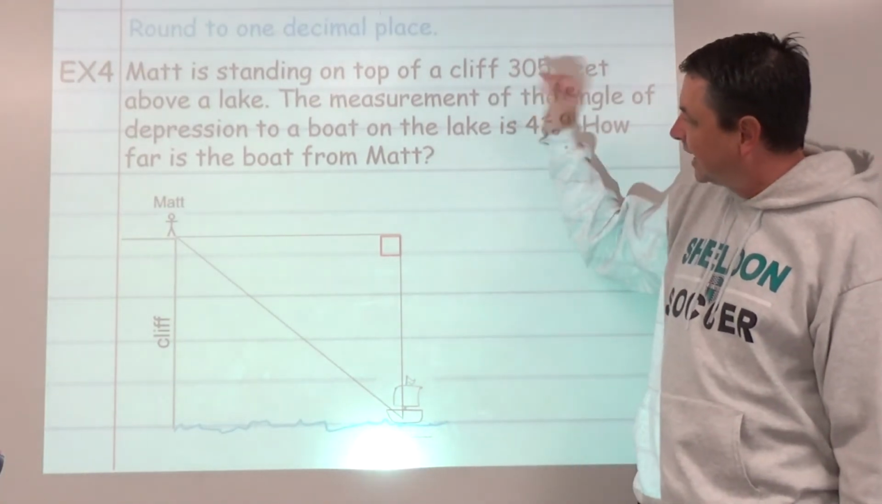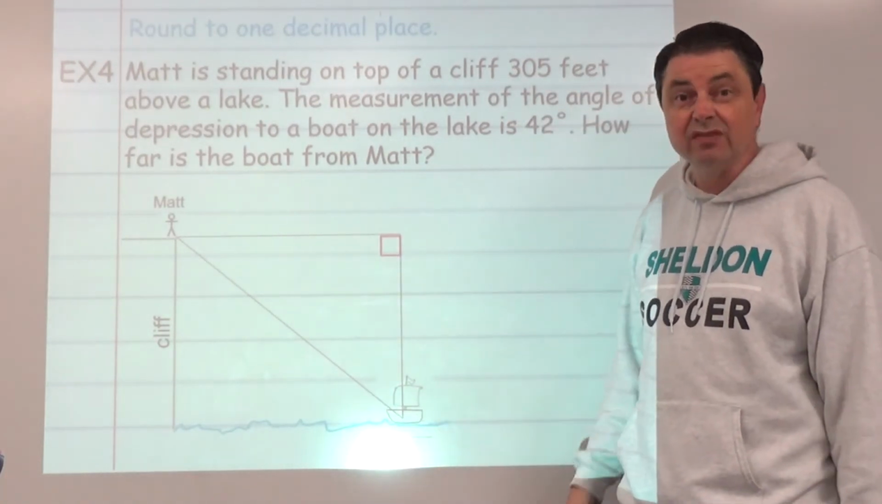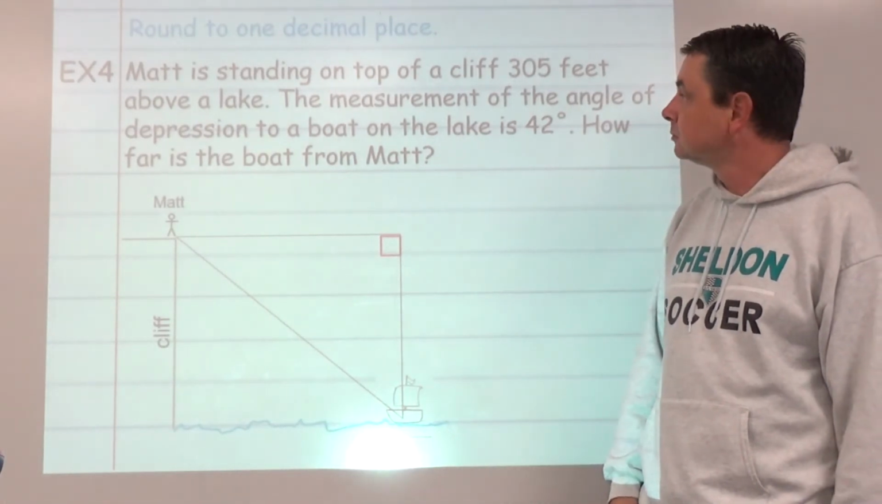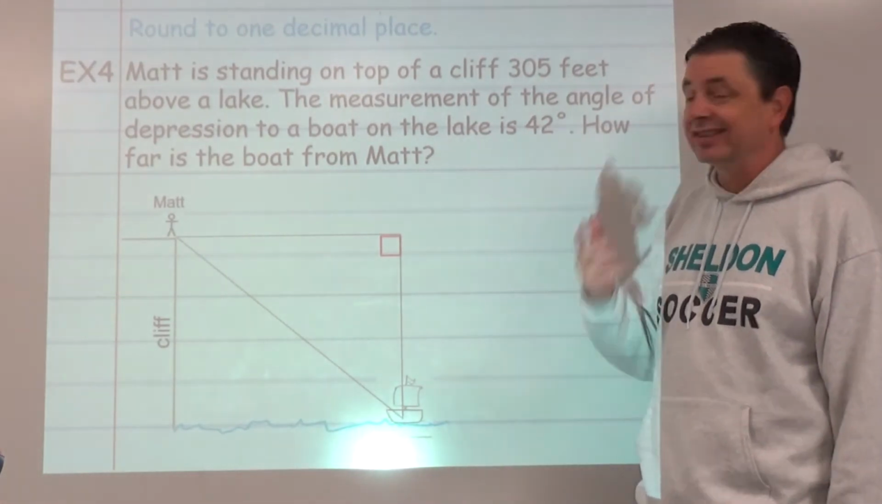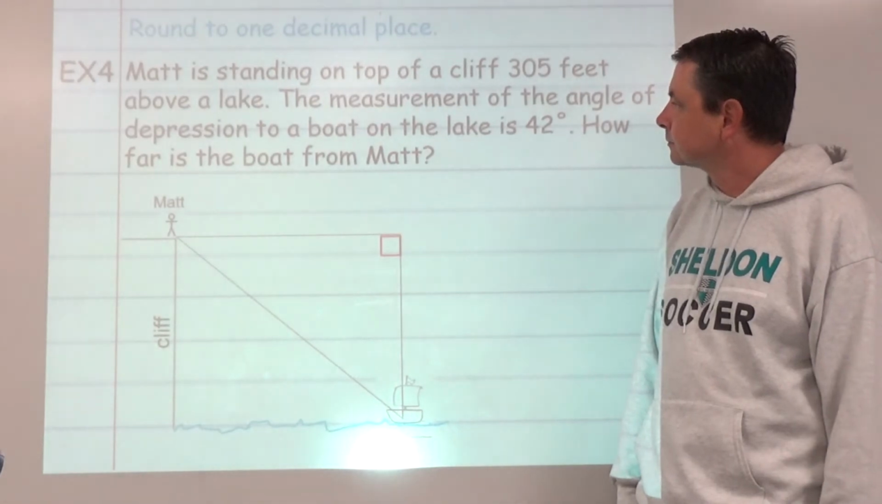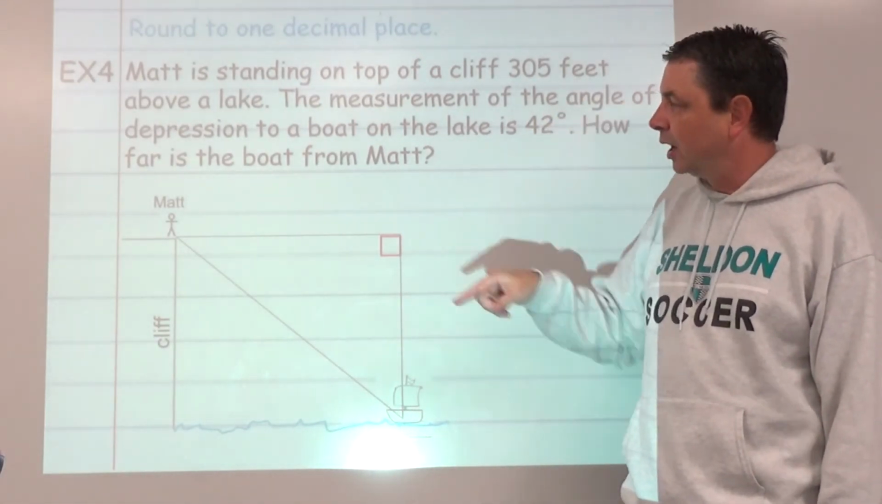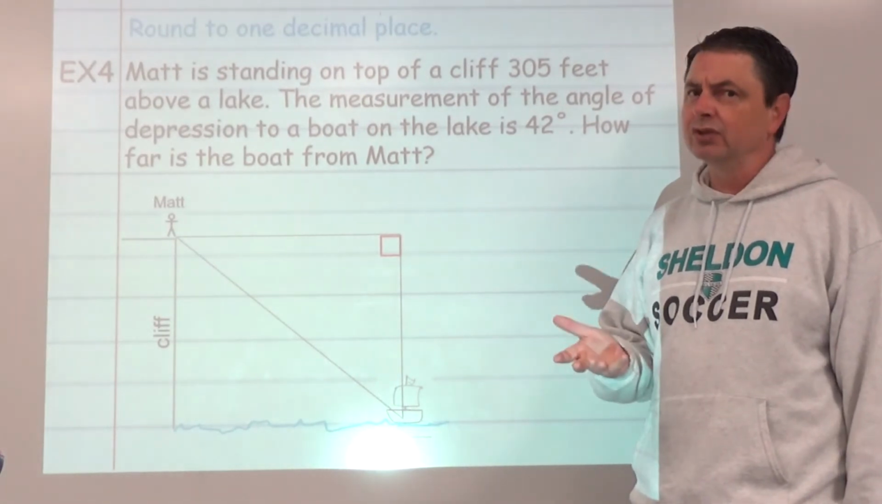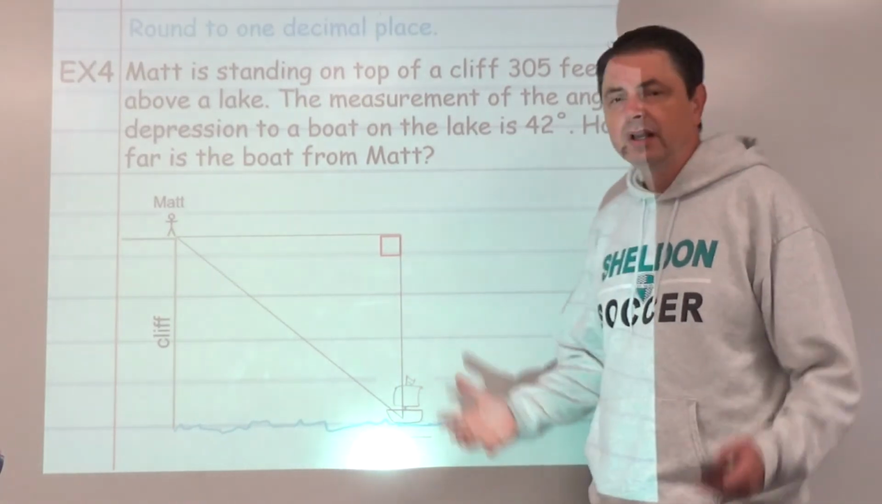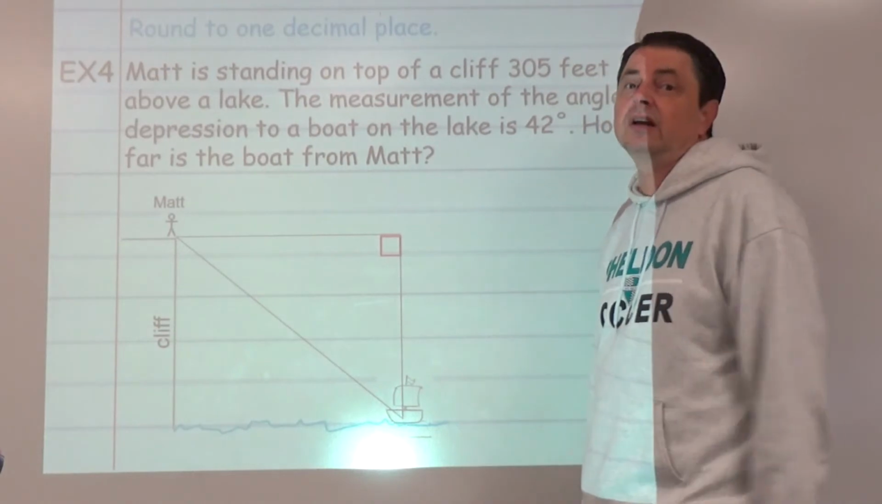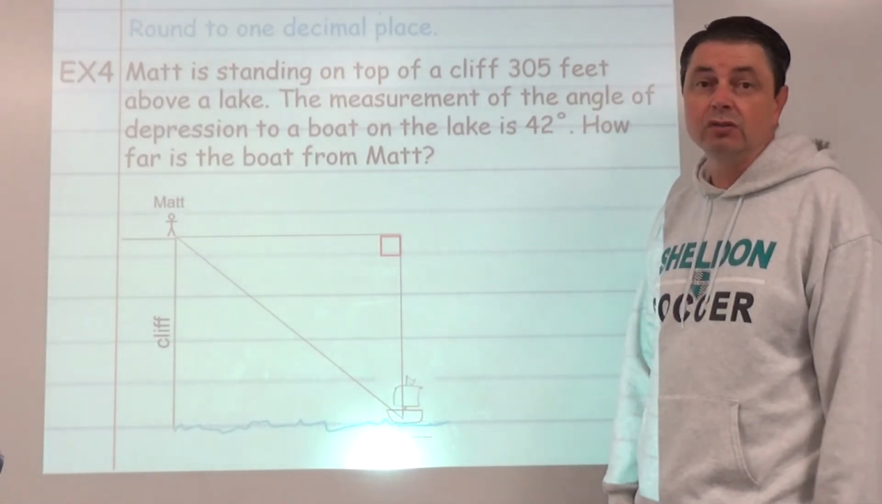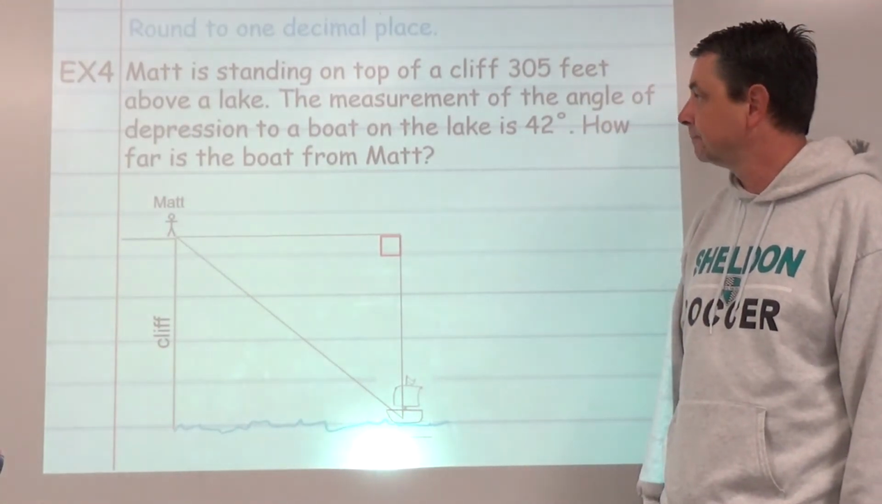We got 305 as one of the sides of the right triangle. 42 degrees is somewhere. And then we want to know how far is the boat from Matt. It's kind of a tricky thing, so we'll get to that too. So go ahead and pause, see if you can place it, and then hit play when you're ready to check if you're right.